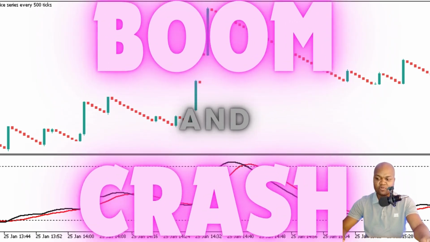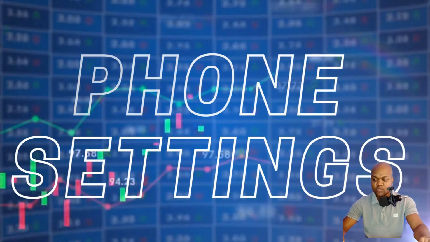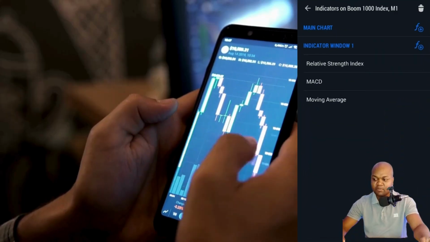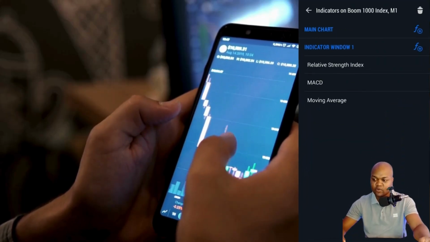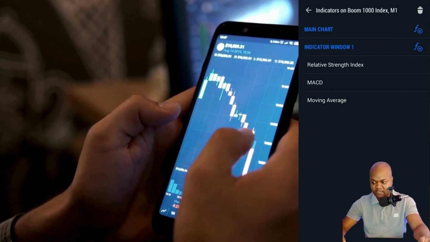Boom and Crash Scalping Strategy. So let's quickly look at the settings. We'll start with the font settings, and we're going to be making use of the following: the relative strength index, the moving average, and the MACD.